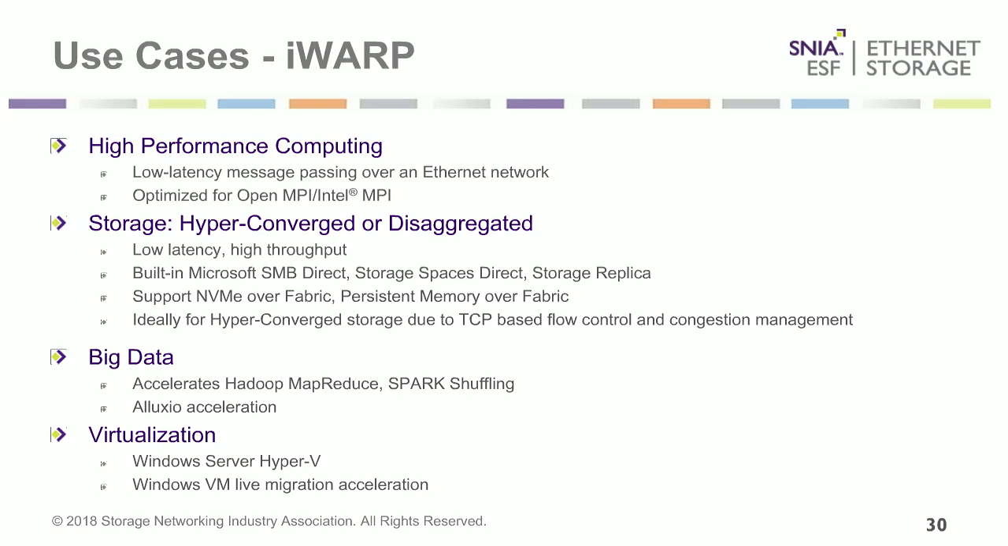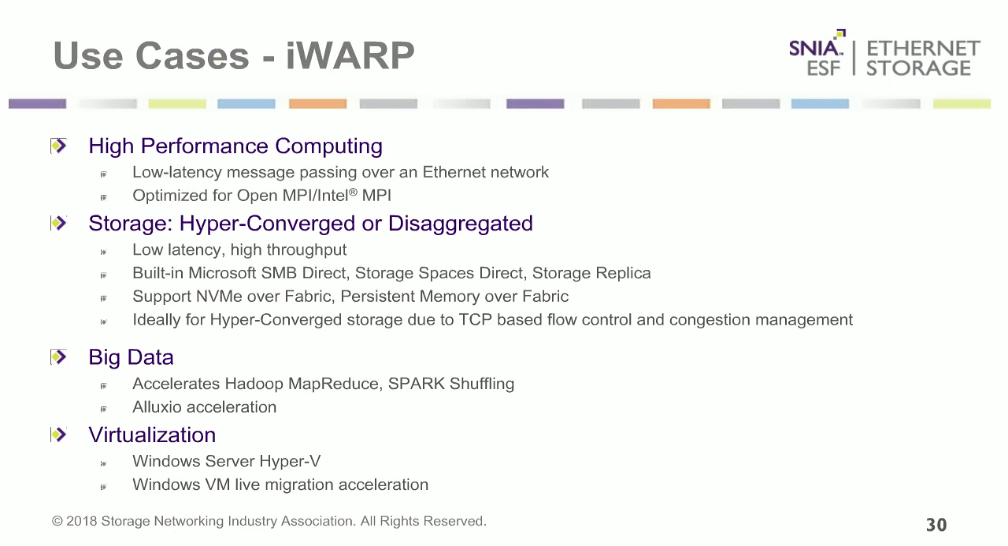iWARP also supports it. For big data solutions, you can see iWARP can be used to accelerate the Hadoop MapReduce process, Spark shuffling, and Alluxio acceleration as well. We have code already upstream in the tree for the iWARP support.